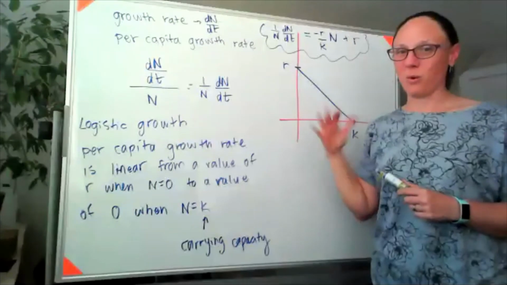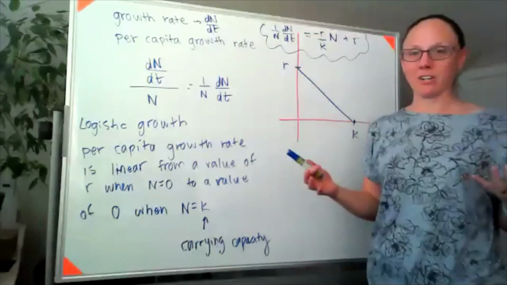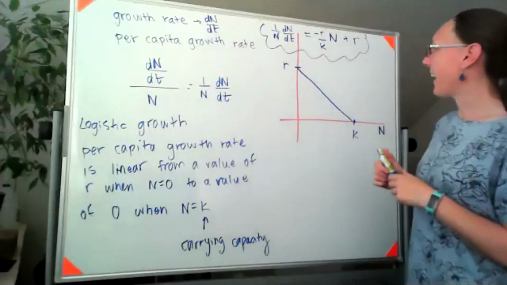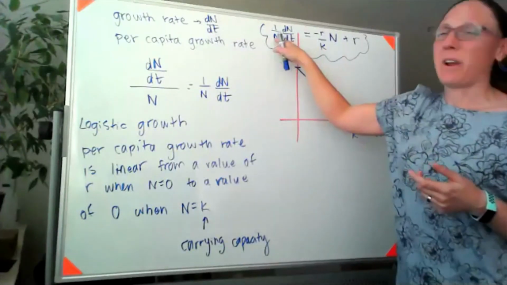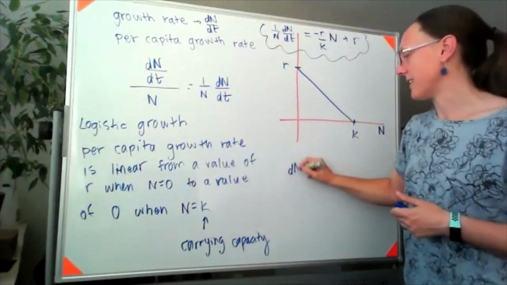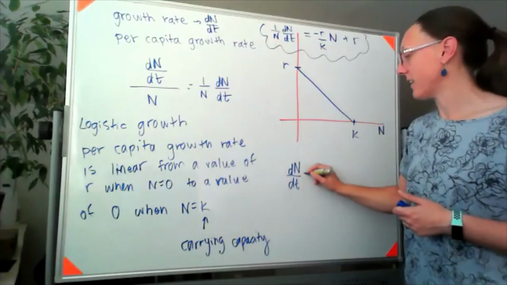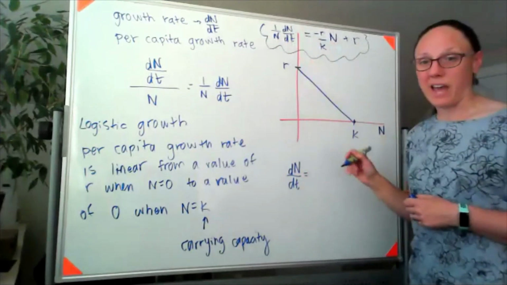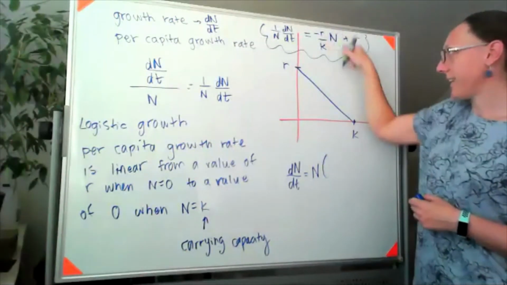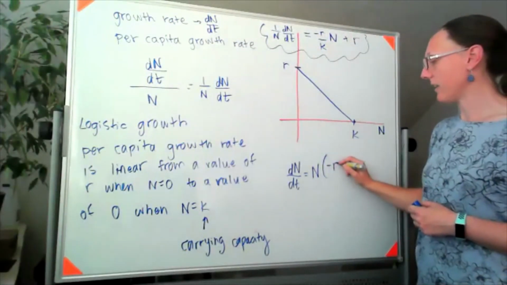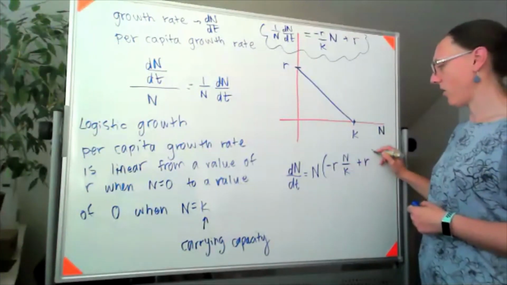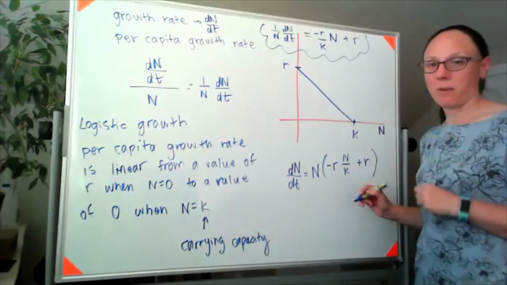And this relationship right here defines logistic growth. But that's not usually the way we're used to seeing it. We usually rearrange this equation. So if I take that equation and I say, well, I don't really want to have this 1 over N over here, I actually just want this to say dN/dt, then I can multiply both sides by N. And here, I'm going to rewrite that to look like negative r times N over K plus r. And then do 2 more math tricks.